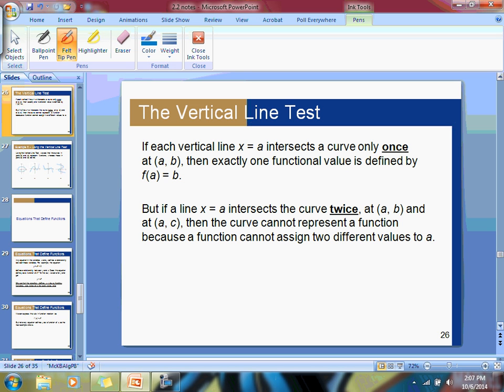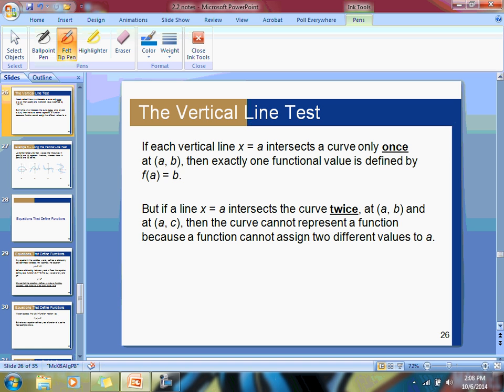Okay, so if each vertical line, x equals a, intersects the curve only once, then exactly one functional value is defined. But if a line intersects a curve twice, then the curve cannot represent a function because a function cannot assign two different values to a.